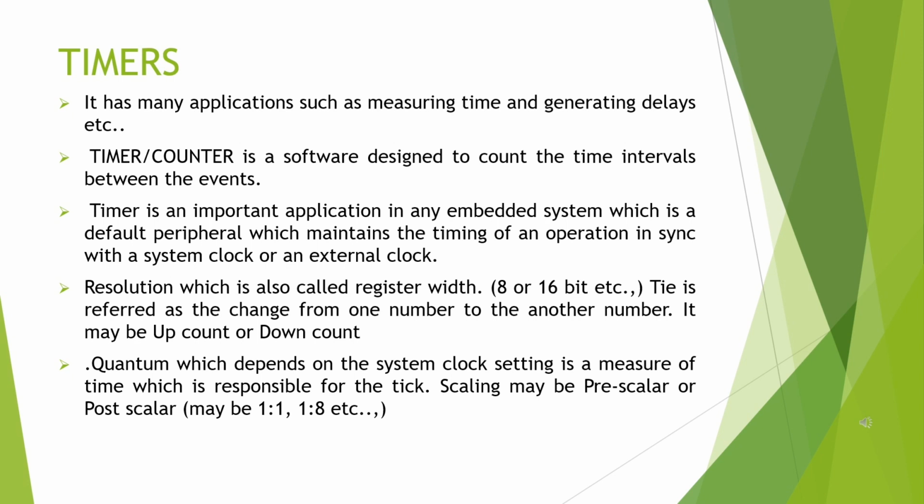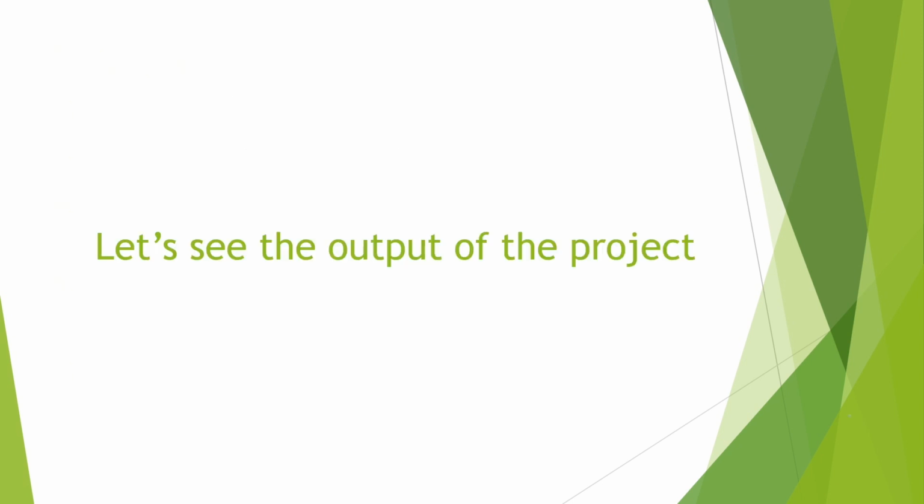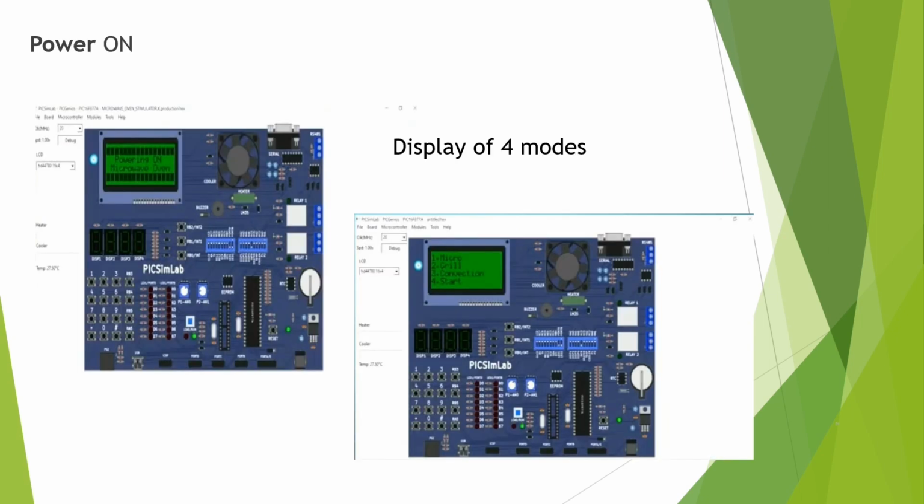Let's see the output. I have pasted some output screenshots. The first picture shows the power on of the microwave oven. Then the next display shows the 4 modes: micro mode, grill mode, convection mode, and start mode.